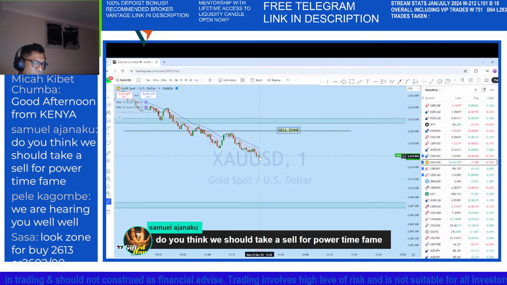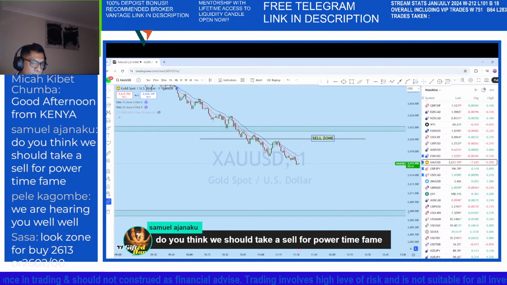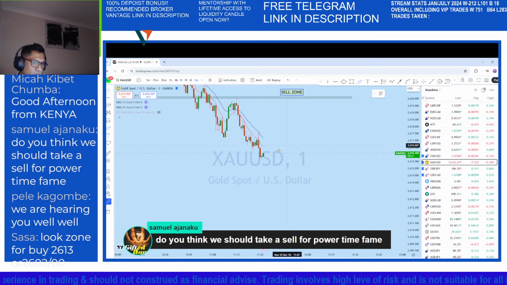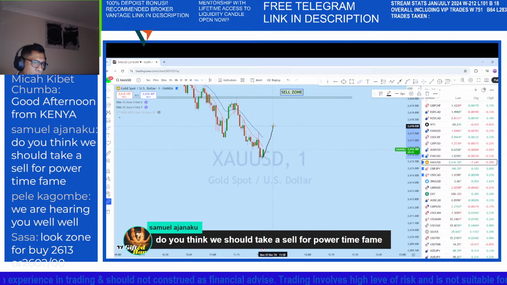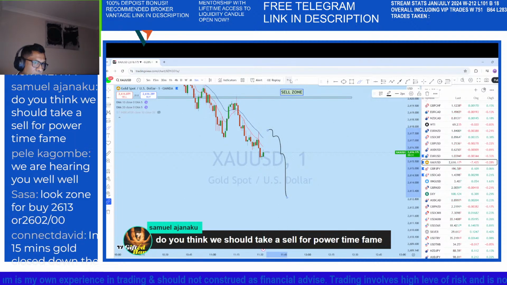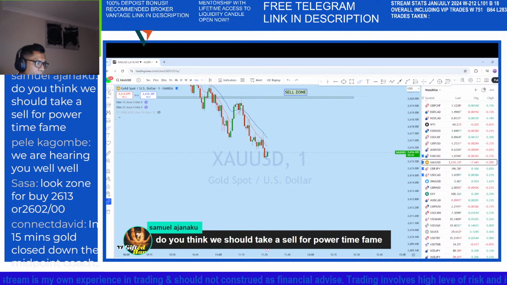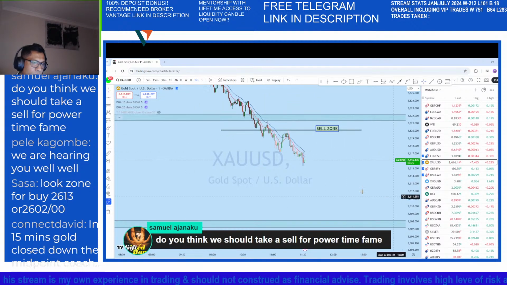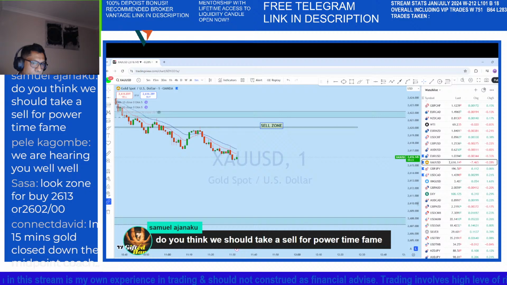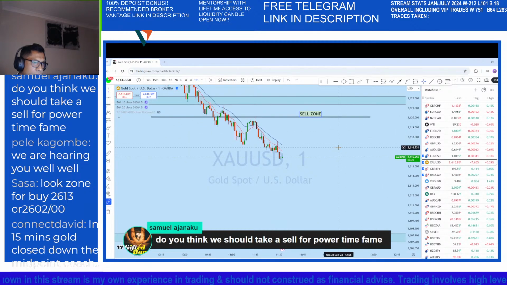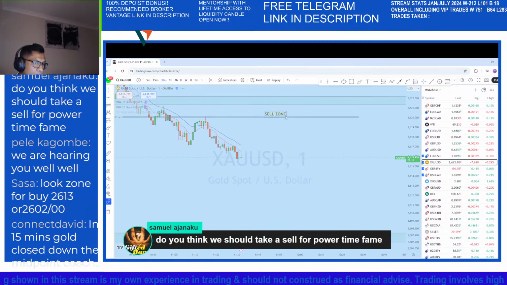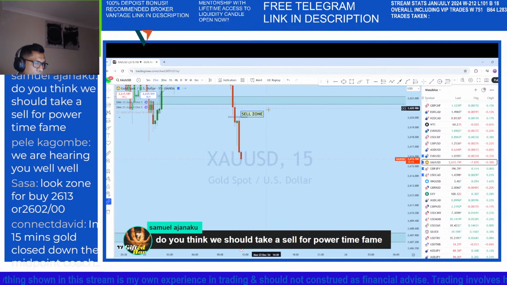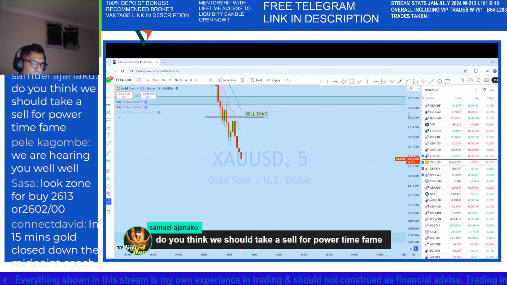If you look here, you can see it slowly trying to revert back to the upside. You can see the market slowly moving back up, and we expect it to return to the upside, and then we can look for that selling opportunity. So you can see on the lower time frame, the 15 minute candle closed, and the 5 minutes is showing bearish.